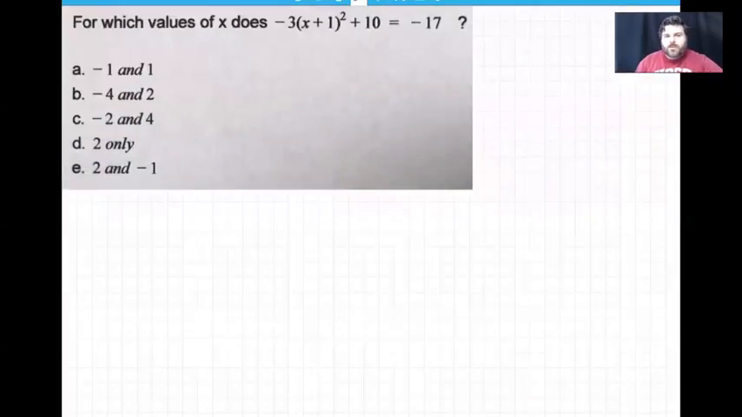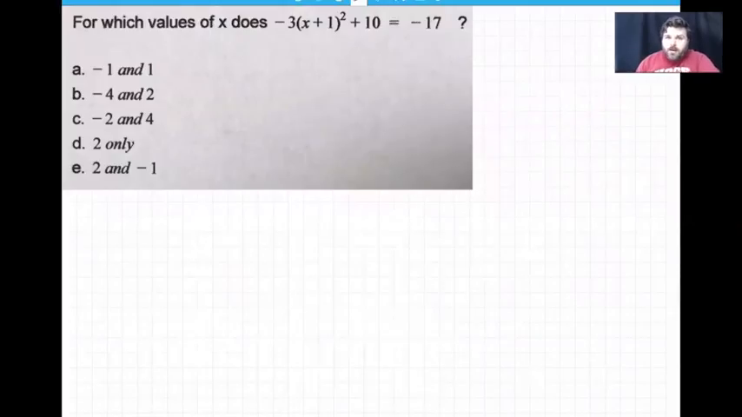All right, for which values of x does -3 times x plus 1 squared plus 10 equal -17? Okay, for which values of x? That's asking you to solve the equation, okay? So we want to solve this equation. This is in vertex form. So remember, vertex form, I can solve like a normal equation. I get everything away from the variable, isolate the variable, solve for x, those things like we normally do.